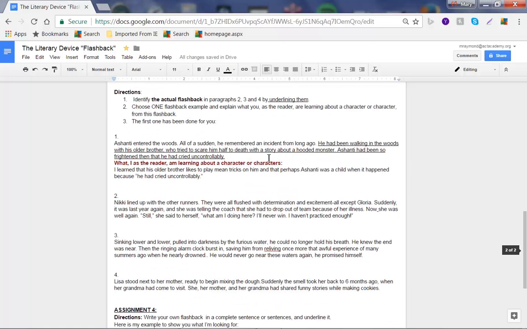And then assignment 3, you're going to identify the actual flashback in paragraphs 2, 3, and 4 by underlining them. That's the first thing you're going to do. There are 2 things you need to do. The second thing, you're going to choose one of these flashbacks from 2, 3, and 4 and explain what you as the reader are learning about a character or characters from this flashback. So the first one's been done for you.